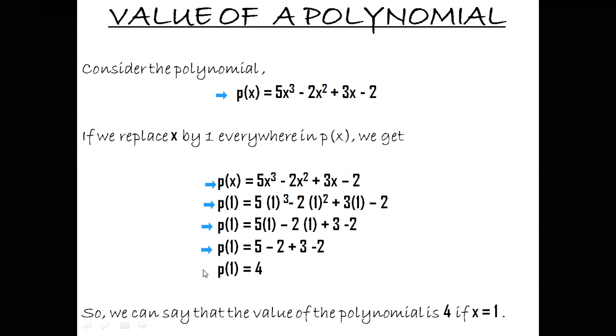So what do we get? 5 minus 2 plus 3 minus 2. So 5 minus 2 is 3, 3 plus 3 is 6, 6 minus 2, 4. So what do we get? The p of 1 is equal to 4. So what can we say? That the value of polynomial is 4 when x is equal to 1.